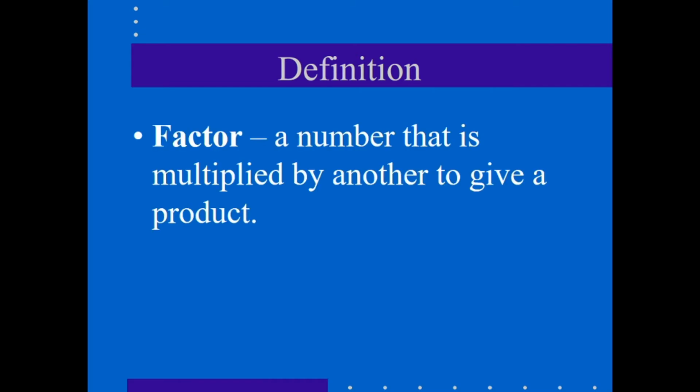Factor. Factor, it is a number that is multiplied by another number to give a product. The same example, 7 times 8 equals 56. 56 is our product and the factors are 7 and 8.